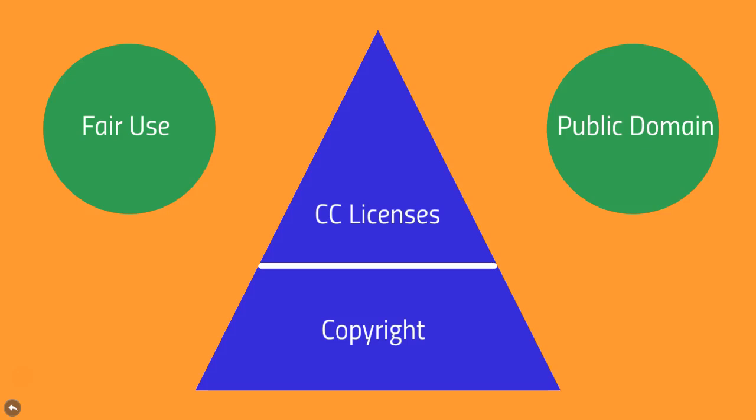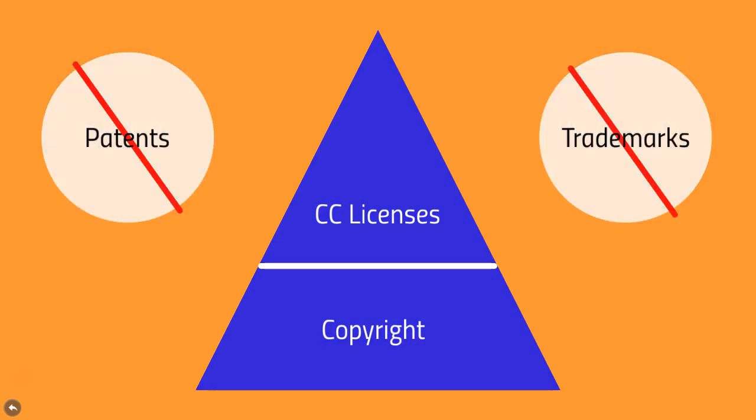The other important thing to remember is that Creative Commons licenses work with copyright, but not with other types of intellectual property. Creative Commons licenses have no effect, for example, on patents or trademarks. So while a Creative Commons license may allow you to use or reuse a work that is restricted by copyright, it will not affect any other restrictions on that work. If there are patents or trademarks that apply, you would need to deal with those separately.